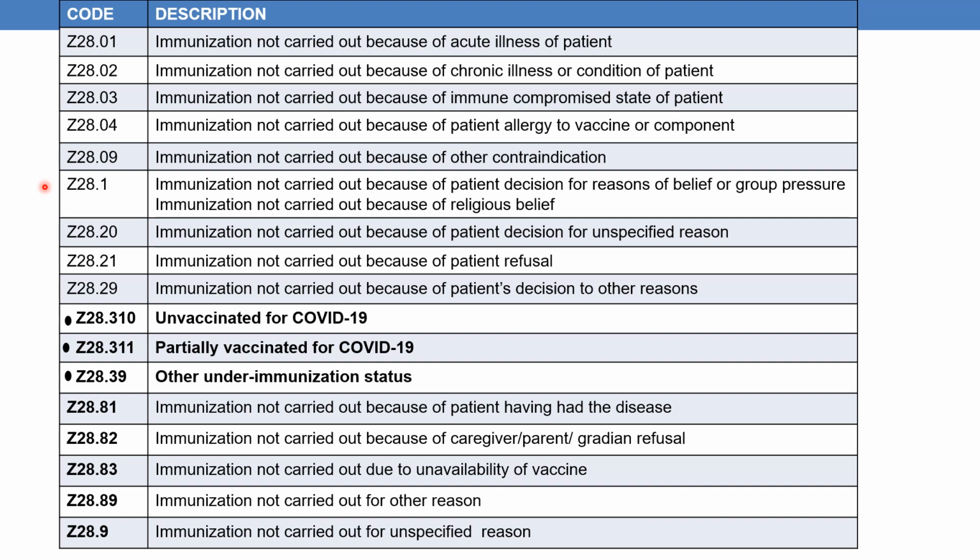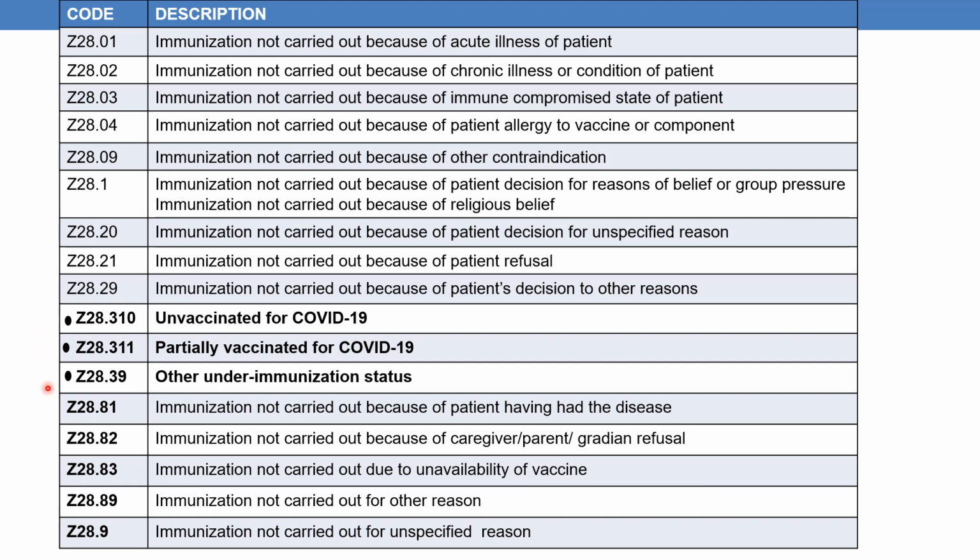It deals with immunization not carried out because of patient decision for reasons of belief or group pressure, or simply immunization not carried out because of religious belief. The next is Z28.20. It deals with immunization not carried out because of patient decision for unspecified reason. Next is Z28.21. It deals with immunization not carried out because of patient's refusal. The next is Z28.29. It deals with immunization not carried out because of patient's decision for other reasons.